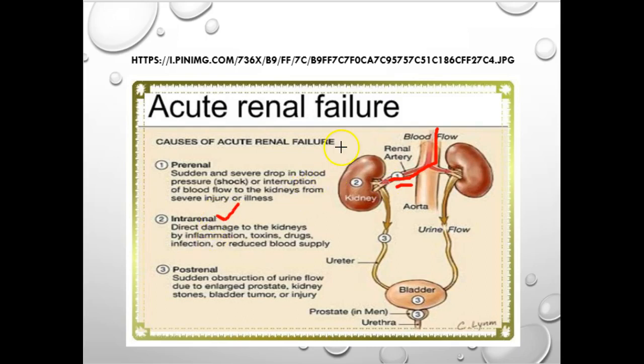Two is intrarenal. That'll be something in the kidney itself. So direct damage to the kidneys, toxins, drugs, infection, reduced blood supply due to something with those afferent arterioles leading into the nephrons. And there are other things as well. Those are just some examples. Post-renal is obstruction of urine flow due to prostate, kidney stones, bladder tumor, injury, something that's going to block that flow down. So we're either not getting enough blood in, we've got damage to the kidneys, or we've got a blockage, which will probably back fluids back up or not let fluids out.